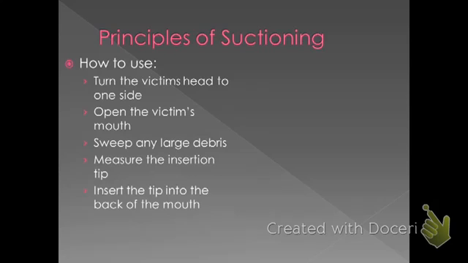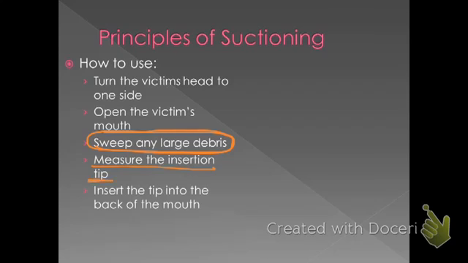One thing that you want to do before you start suctioning is sweep away any large debris. Think about vacuuming. When you vacuum something that's large, it kind of clogs the vacuum. Well, the same thing occurs with suctioning. If there's large chunks of food or particles in your patient's mouth, it would just get in the way of the suctioning device. One thing that we want to do is measure the insertion tip.